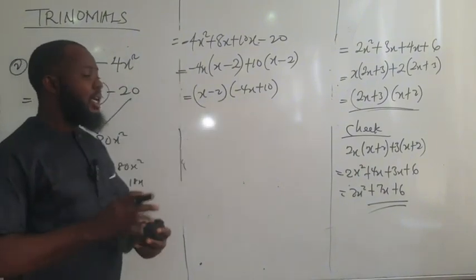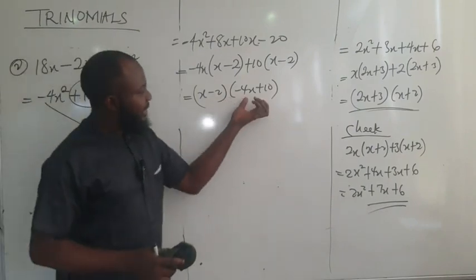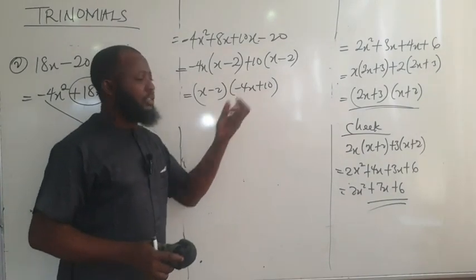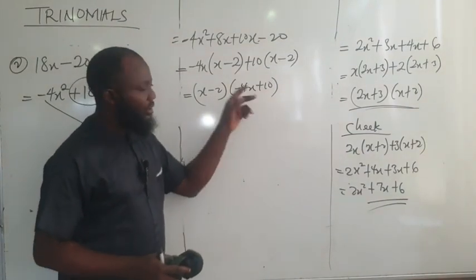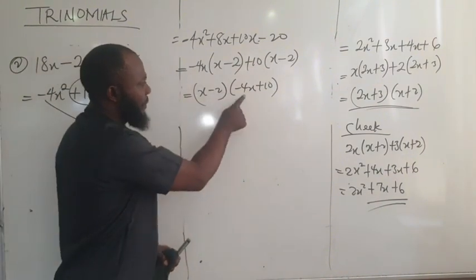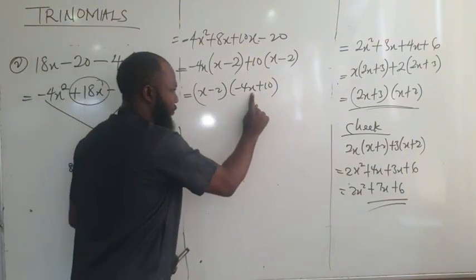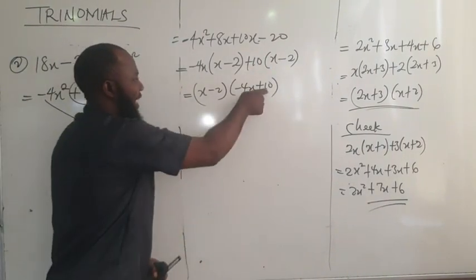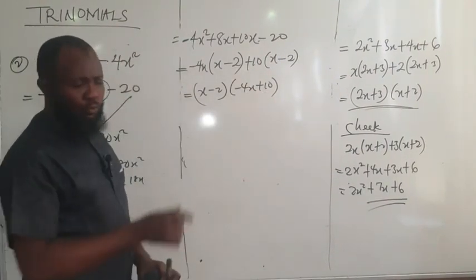No, you have not finished it, because this 10 here is factorizable. These two terms you have there, we can still factorize further. Meaning that we still have something that can go in this minus 4x and can also go in 10. So in that case, we need to factorize this. Exactly, we need to factorize this.